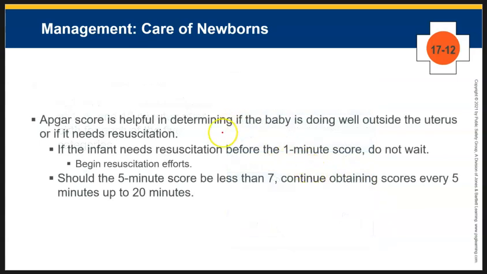The Apgar score is helpful in determining if the baby's doing well on its own. If the infant needs resuscitation before the 1 minute score, don't wait. If the 5 minute score is less than 7 on the Apgar score, just keep obtaining scores every 5 minutes for 20 minutes.